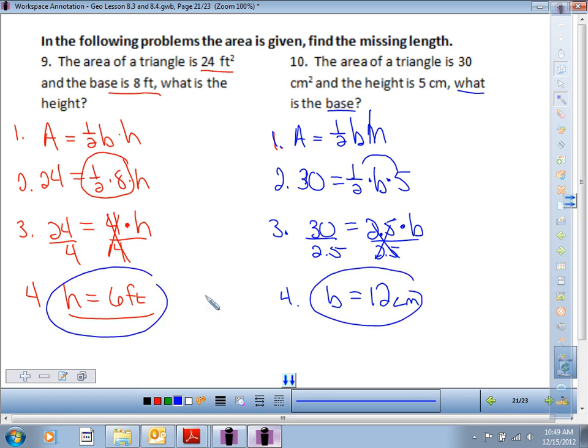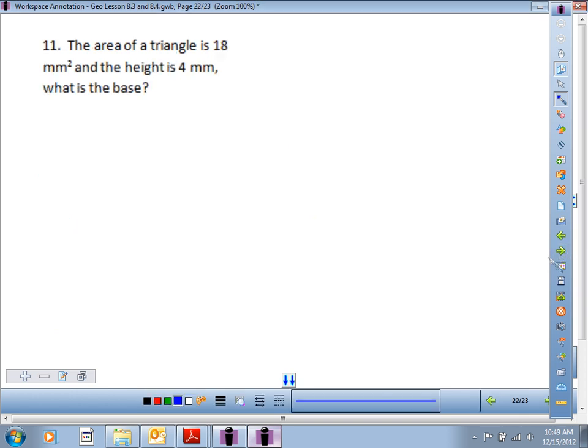Those are your answers. So again, I'm going to ask you to write the formula every time on these problems because that's what we want to do, so we get nice and organized. Let's do one more of those. Number 11, the area of a triangle is 18 millimeters squared. So the first thing I'm going to do: area of a triangle is 1/2 base times height. Step 2, let's substitute in what we know.